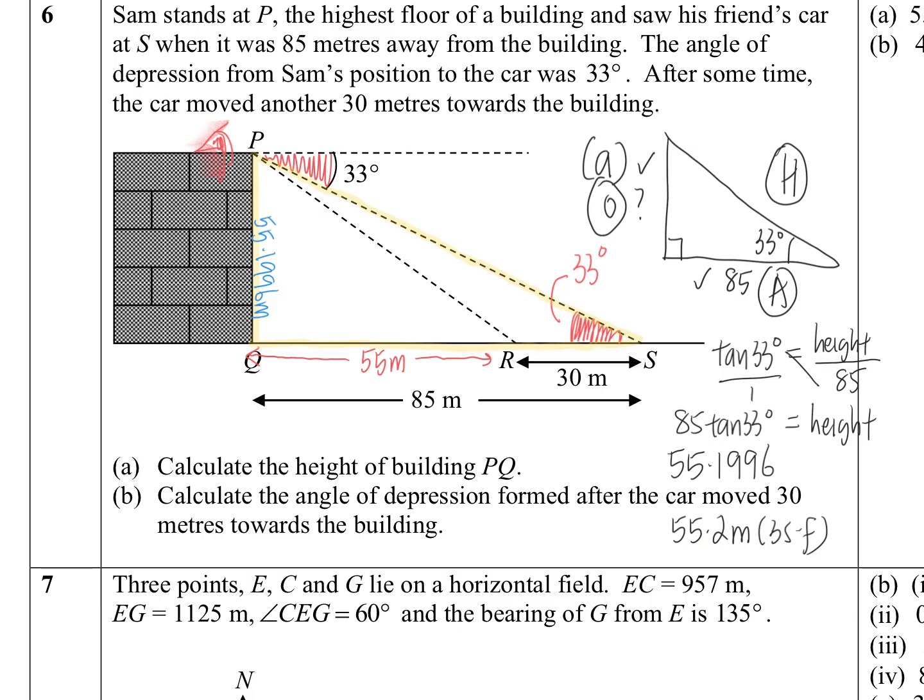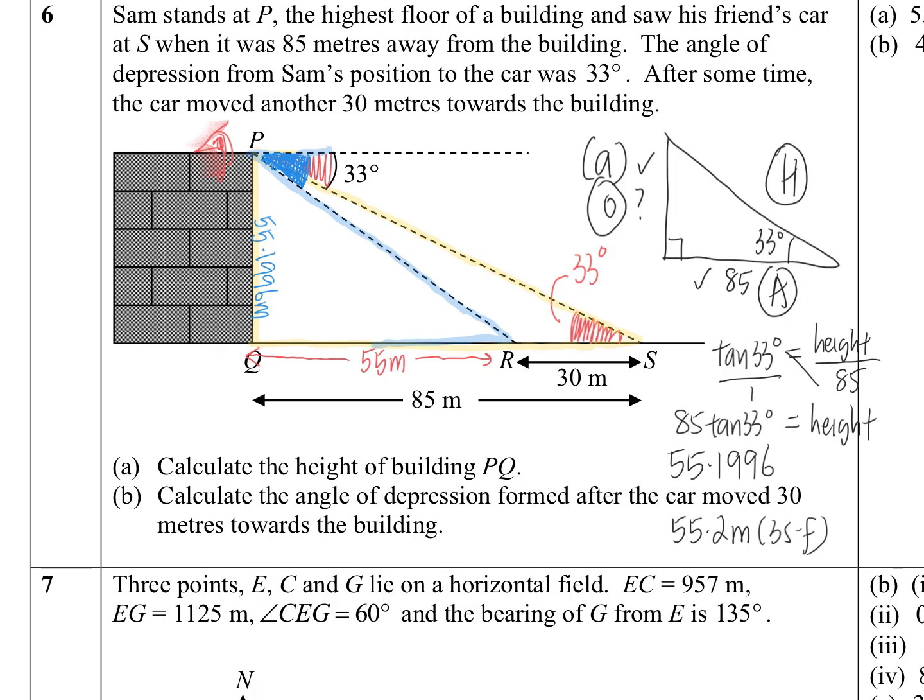Move 30 meters towards the building. So now you need to look down even more. It's more than 33 degrees now. So finding this, if you alternate it, it is asking you to find this one.